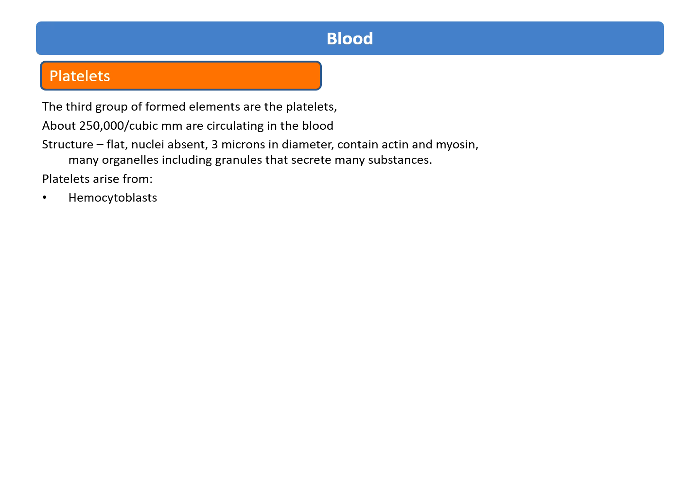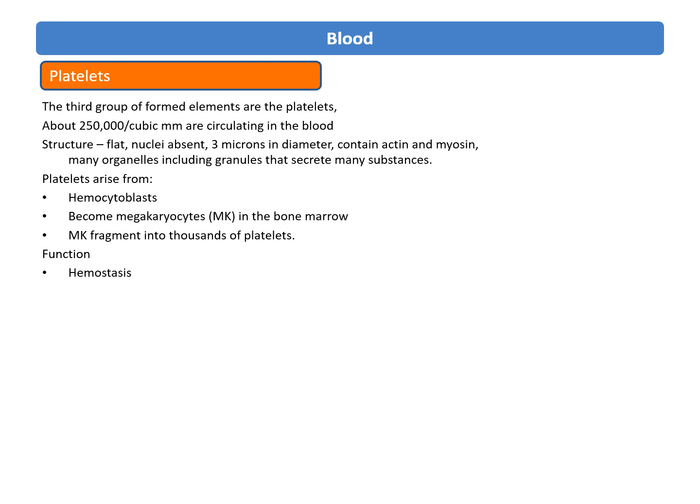Platelets arise from hemocytoblasts. They become megakaryocytes in the bone marrow. These are huge cells with many nuclei. The megakaryocyte then fragments into thousands of platelets.